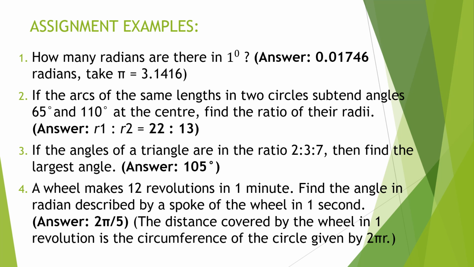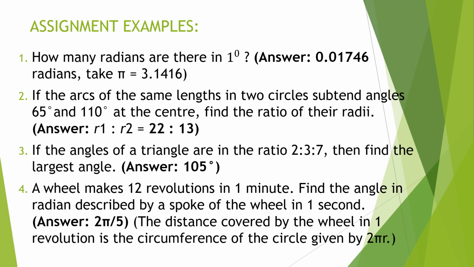Second one, if the arcs of the same lengths in two circles subtend angles of 65 degree and 110 degree at the center, find the ratio of their radii. We have done a similar example. Here the answer is the ratio of radii is 22:13. Third one, if the angles of a triangle are in the ratio 2:3:7, then find the largest angle. The total of the angles is 180 degree. Accordingly, you can find the largest angle, which will be 105 degree.